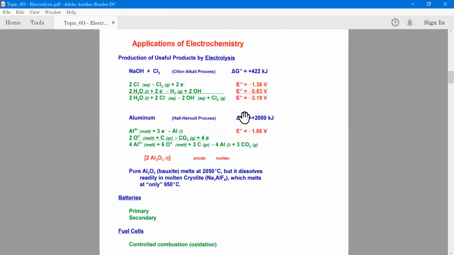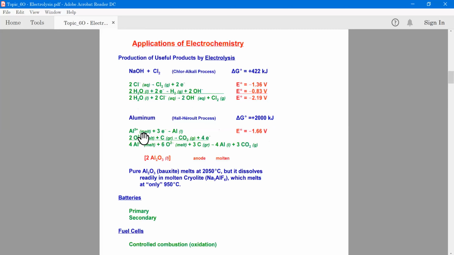The delta G that corresponds to that, which you remember we can calculate by delta G equals -nFE, the delta G is +2,000 kilojoules. So you can imagine that the equilibrium constant for this is extremely high, and it can only be carried out by forcing it to do that by some external source of energy. So this is the cathode reaction.